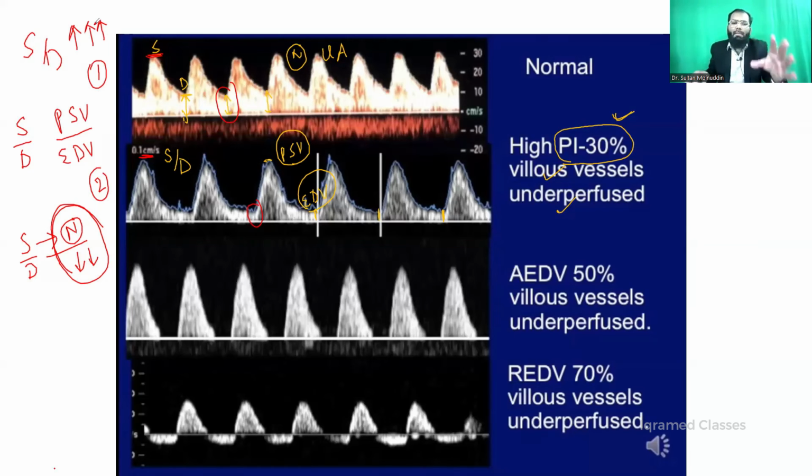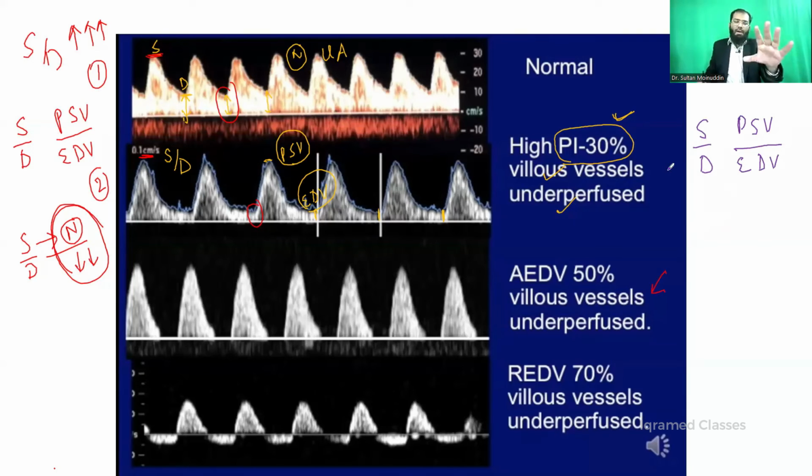Okay. Now a time comes when the resistance further increases, the villus vessels are underperfused, and here you have absent end diastolic flow. Neha Khanam wants me to repeat the concept of S by D again. See, it's simple, Neha. S by D, that is systolic velocity upon diastolic velocity. So when you say S by D ratio, don't be afraid of that. It is the systolic velocity divided by the diastolic velocity. With systolic velocity, it is the peak systolic velocity, PSV, upon EDV, the end diastolic velocity.